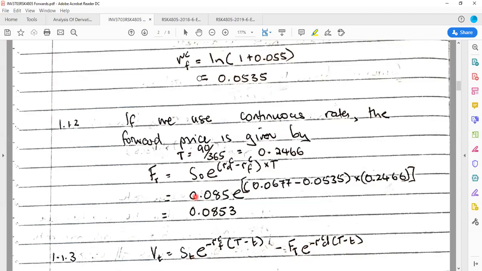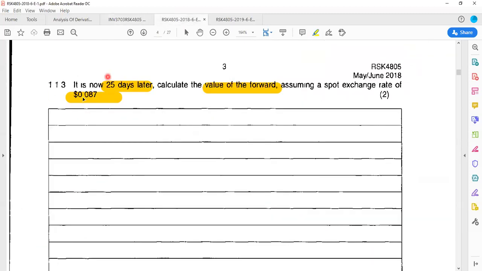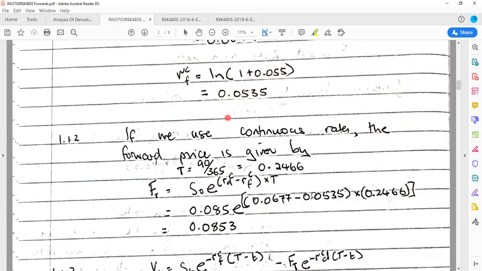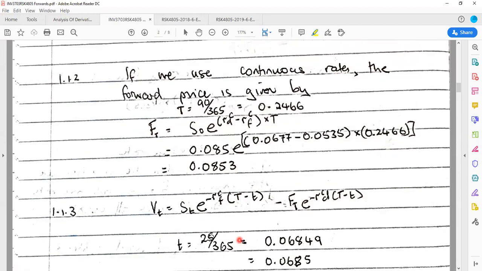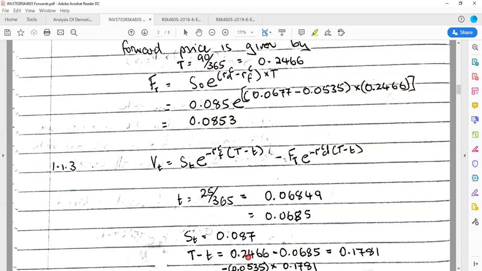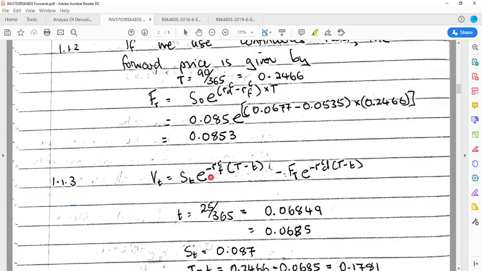We've been given ST. We've been told that ST is 0.087. We know what RCF is. We calculated it before as 0.0535. We know what RCD is. We calculated it before as 0.0667. So we can get small t as 25 over 365. So these are the number of days that have passed since the beginning. And we can get capital T minus small t by taking our original T of 0.2466 minus the small t of 0.0685, and then we get this answer.